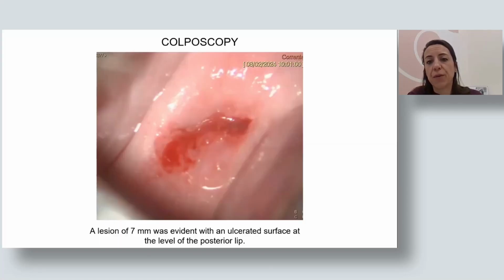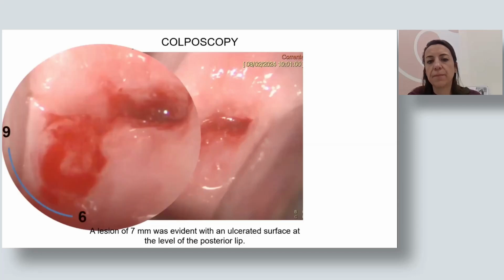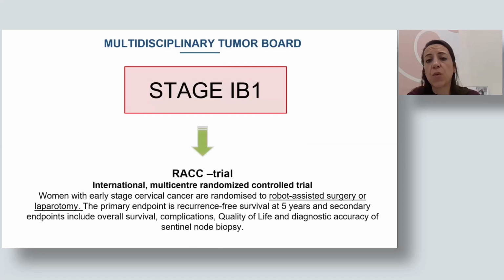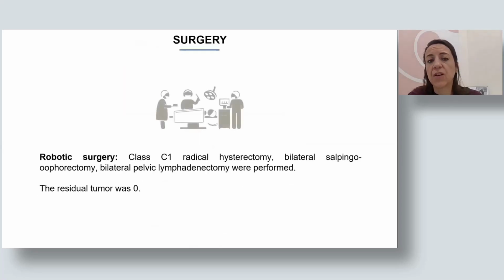Both ovaries were normal. This is the colposcopy showing the lesion. So the stage was 1B1, and the patient was included in this international multicenter randomized controlled trial. And therefore, she underwent robotic surgery, and a radical hysterectomy, bilateral salpingo-oophorectomy, and bilateral pelvic lymphadenectomy were performed.